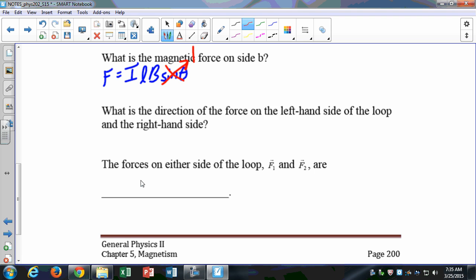All right, so now, let's see, the forces on either side of the loop, F1 and F2, these are both equal in magnitude because I have the same current and I have the same magnetic field. I can calculate what the torque is on this coil of wire. What is this that we're talking about, by the way? This coil of wire with a current and magnetic field, what is that exactly?